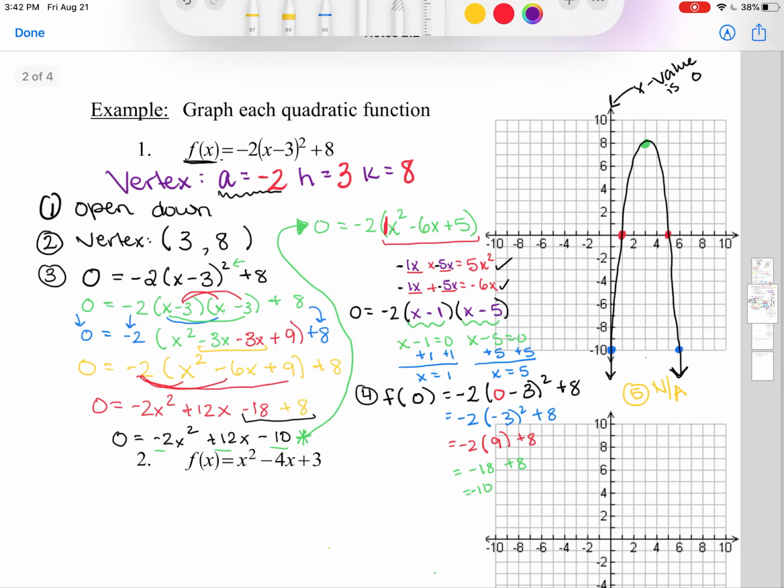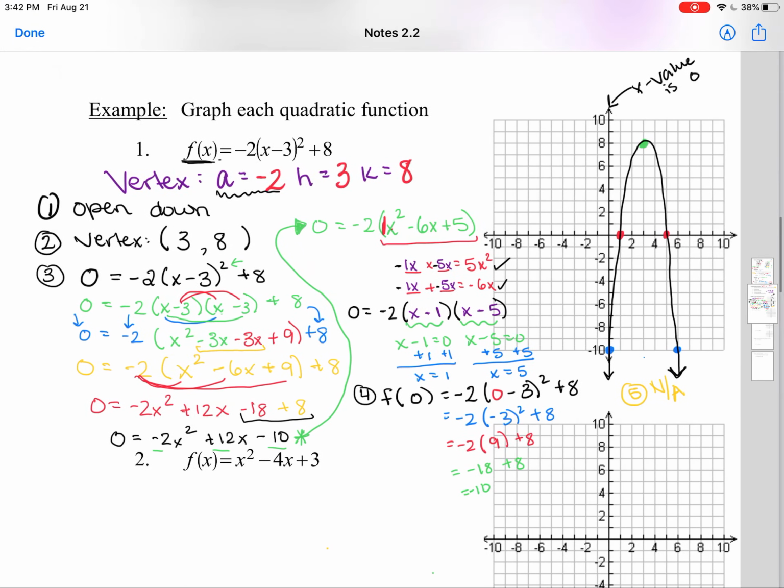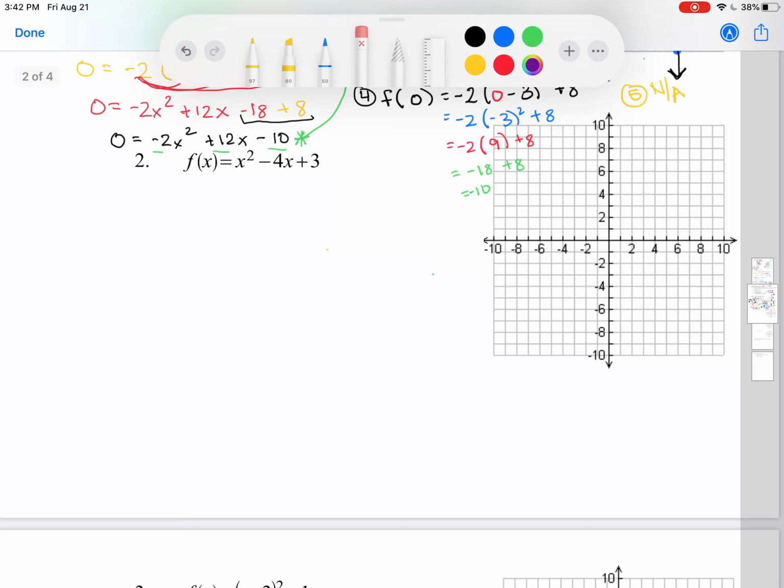All right. Moving down to question number 2, as I have some room a little bit. Question number 2, again, same steps. Not going to take as long. This one, we want to identify the form.